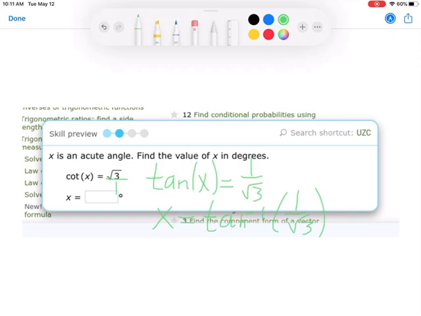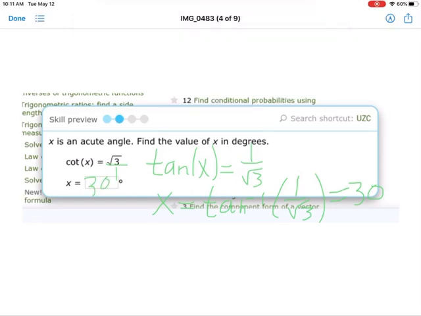So on my calculator, turn it sideways. Arctangent of 1 divided by the square root of 3. Again, all on the calculator. And I get 30 degrees. So 30 degrees again is my answer there. Ooh, very nice. All right, moving right along here.